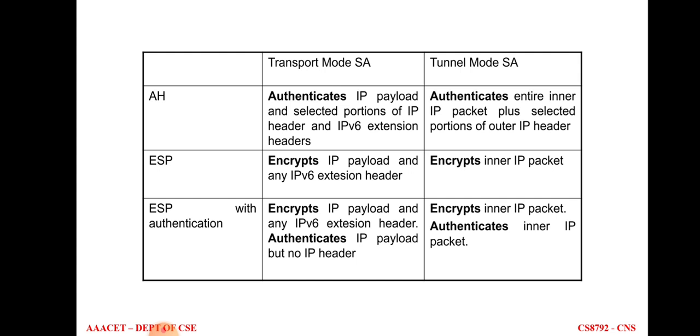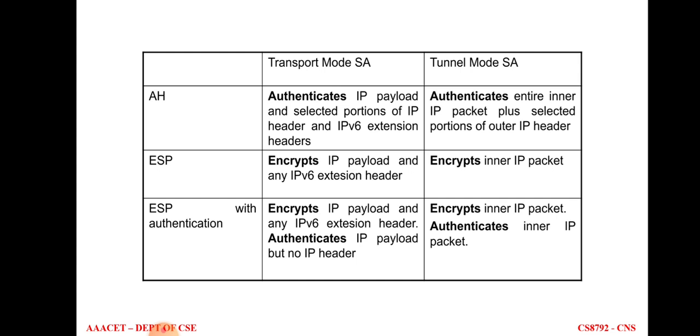Both AH, the authentication header, and ESP, the encapsulating security payload, use two types of modes: transport mode and tunnel mode. So what is transport mode and what is tunnel mode? Transport mode provides protection of the packet for upper layer protocols. Tunnel mode provides protection to the entire packet of the IP protocol.